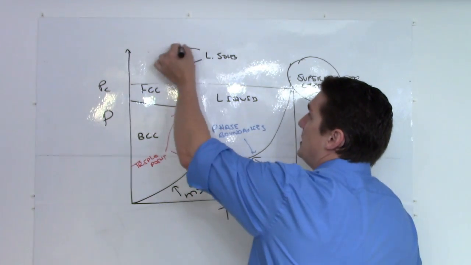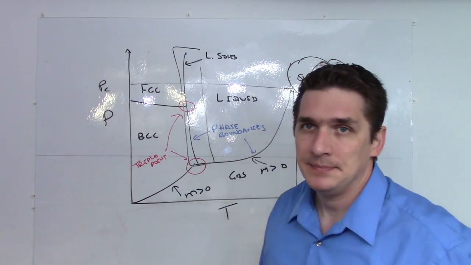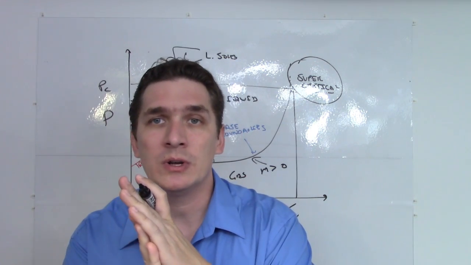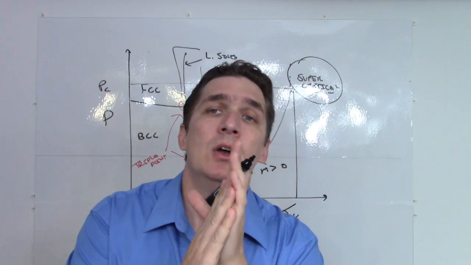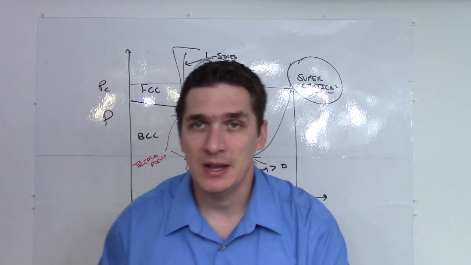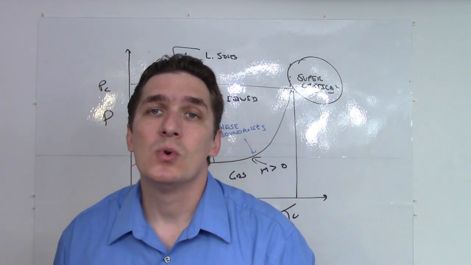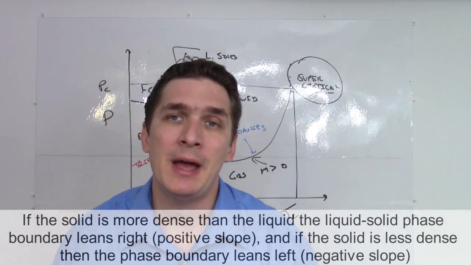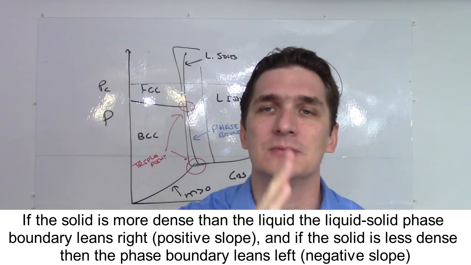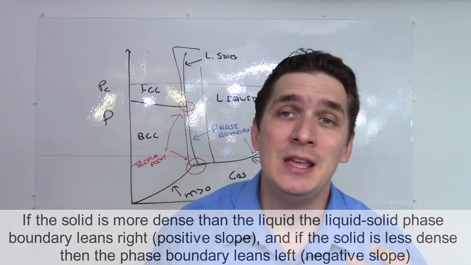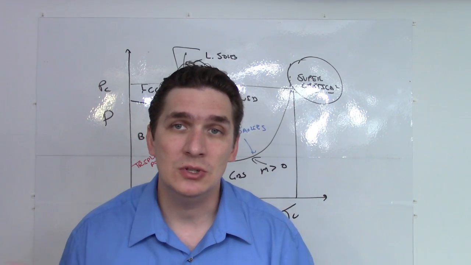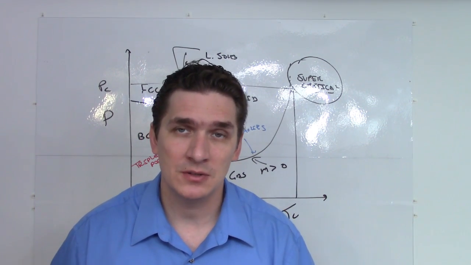At the liquid-solid phase boundary, this can go either way. We can actually have a positive slope where it leans to the right, or we can have a negative slope where we lean to the left. What dictates that is the relative density between the solid and the liquid phase. If the solid is more dense than the liquid, we will have a positive slope, from your point of view. As we increase the pressure of a liquid, it will convert to a solid, basically to reduce the pressure.